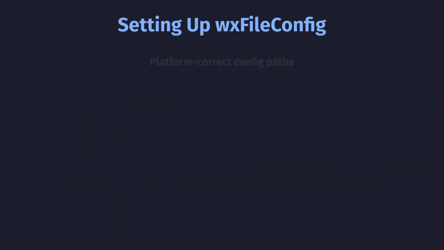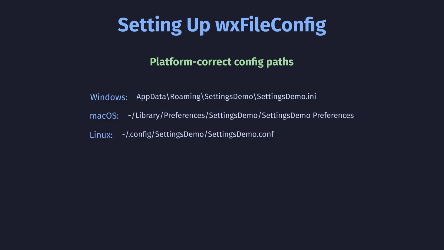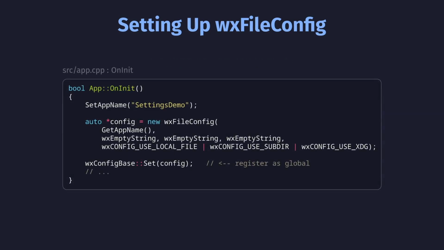On Windows, the config lands in app data roaming. On macOS, library preferences. On Linux, .config following the XDG spec. And that's it for setup. wxFileConfig handles directory creation, file naming, and path resolution. Now look at that wxConfigBase set call at the end of onInit. That's how we register the config as the global default, and once that's done, the config is available anywhere in the app through wxConfigBase get.